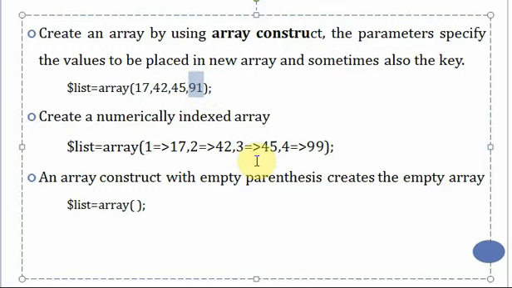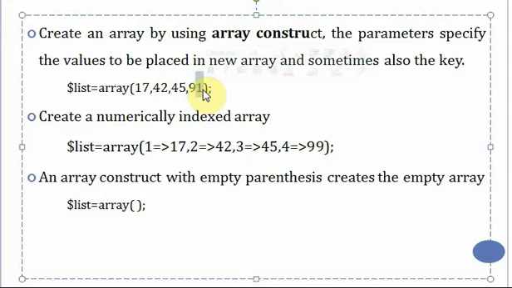So what is this key? Key is nothing but the index. In other languages what we call an index, here we call a key. So the key values will be 0, 1, 2 and 3. If I say list of 1, then that has the value 42. If I take list of 3, that has the value 91. So that is about your traditional way.